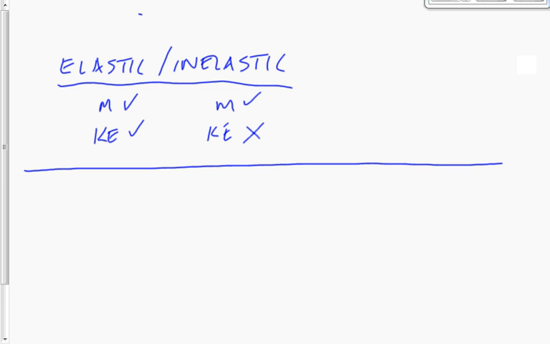What's the whole idea of elastic and inelastic? What has to be conserved? Right. Kinetic energy has to be conserved. Then let's get the initial kinetic energy of all of the objects combined, and we'll get the final kinetic energy as well of all the objects combined. If they're the same, it's elastic. If final is less than initial, then it's inelastic.